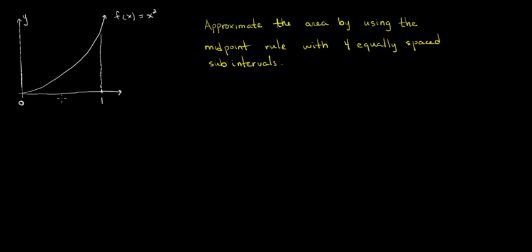So again, if we're using four equally spaced subintervals and we're going from 0 to 1, we need to first figure out what our delta x is going to be. Delta x will equal 1 minus 0 divided by the number of rectangles we will be using, in this case 4. So it'll be 1 over 4.